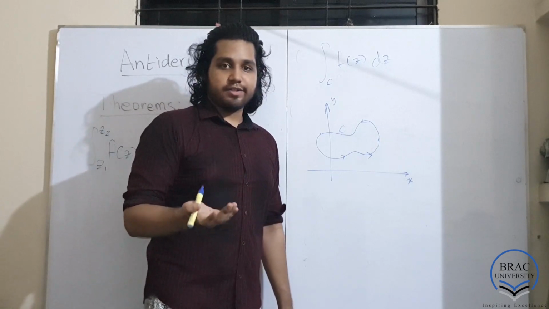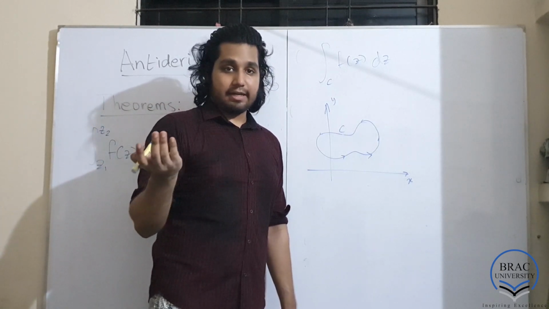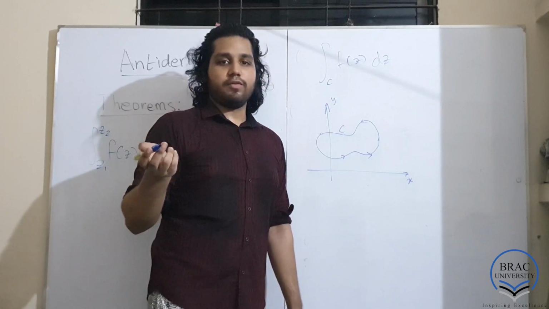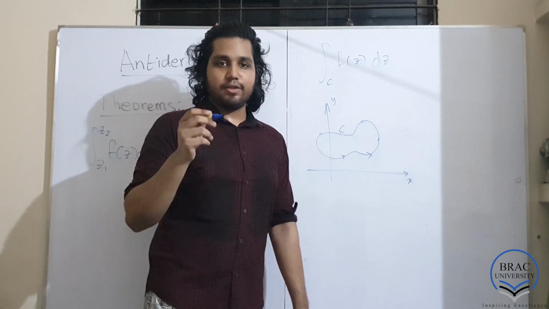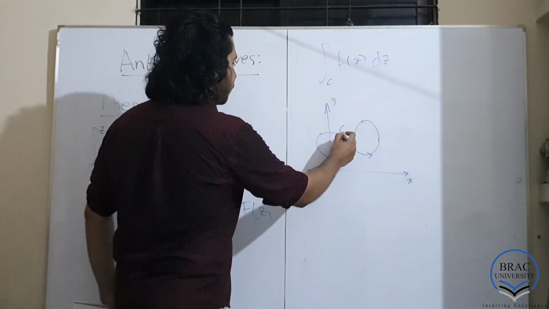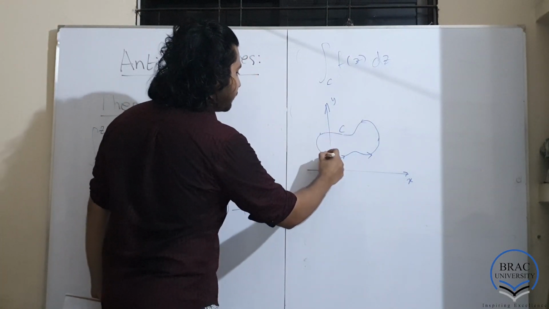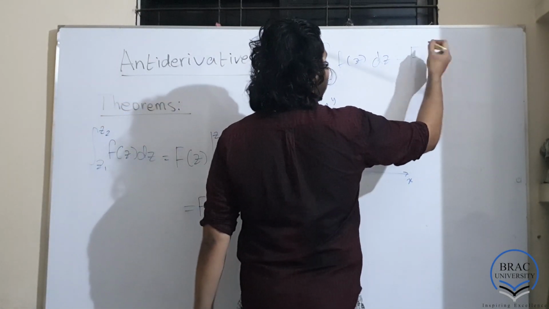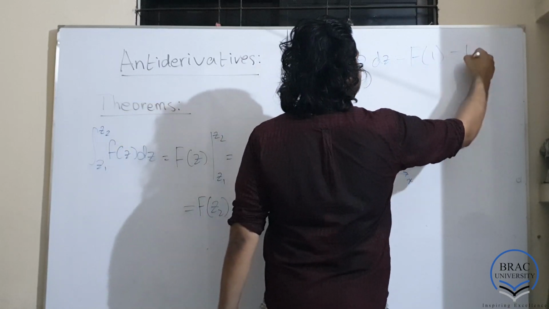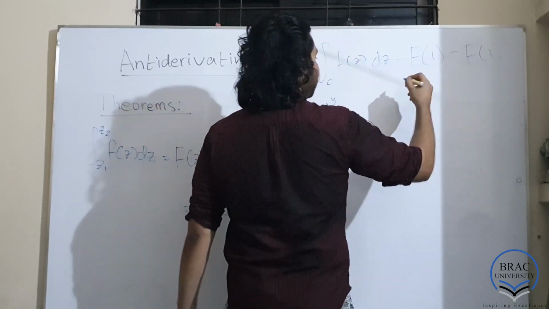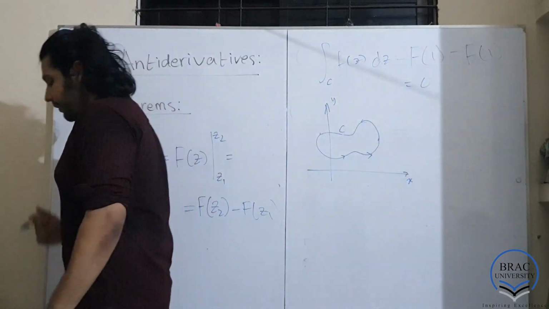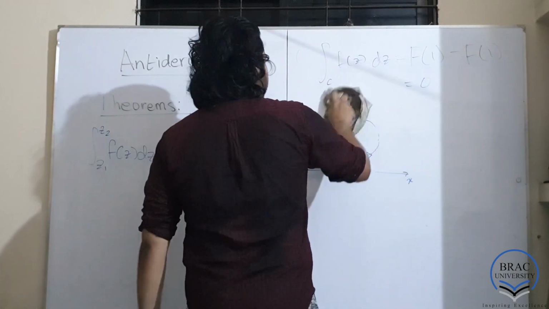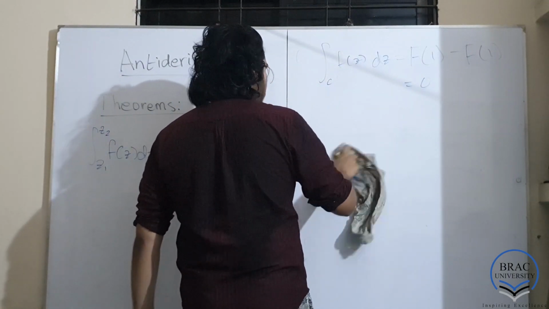And say you have a function f of z equals z, a very easy function. And if your endpoints are the same, like say you start at 1, then you'll be ending at 1 as well. Your 1 is here, you start here, and then you end up here. Then your integral would look like capital F of 1 minus capital F of 1, which is basically 0.